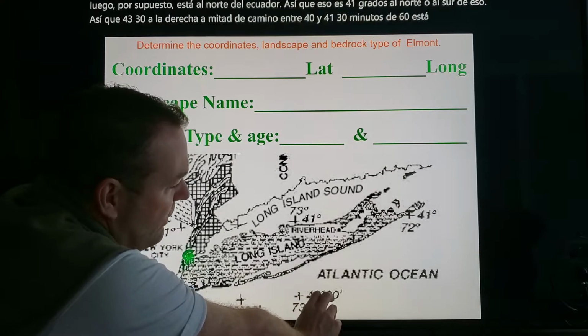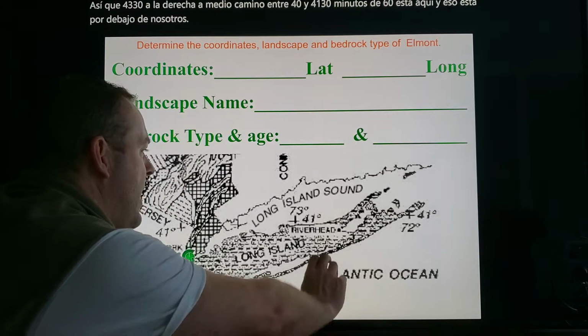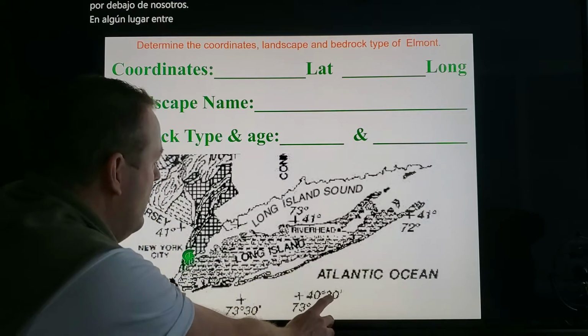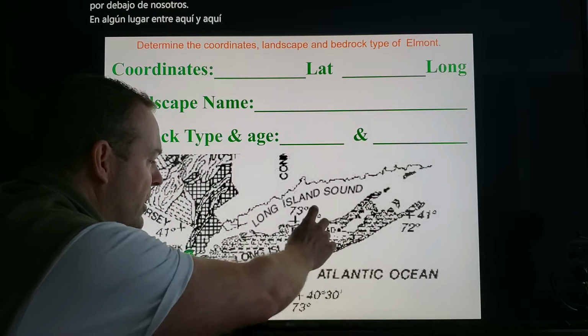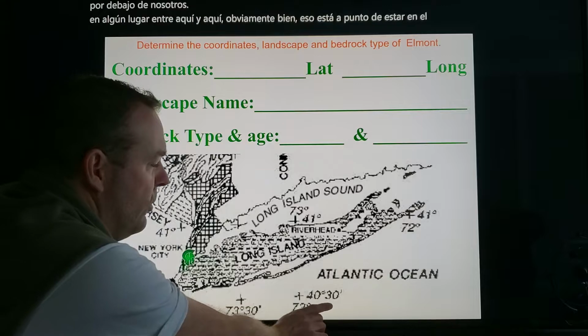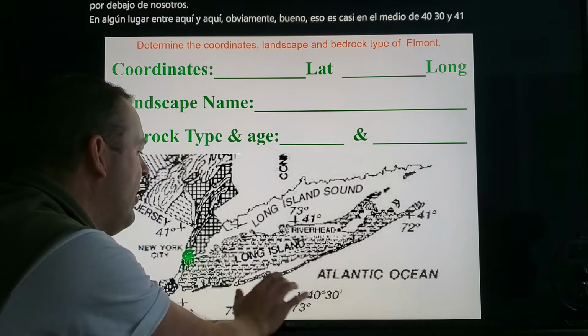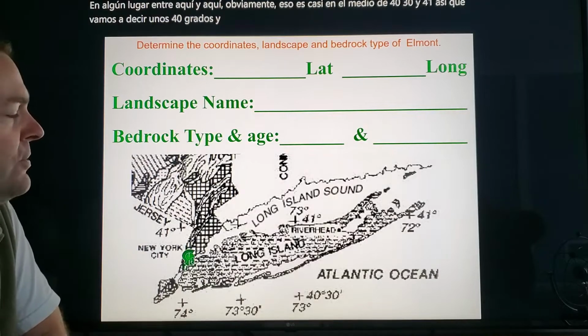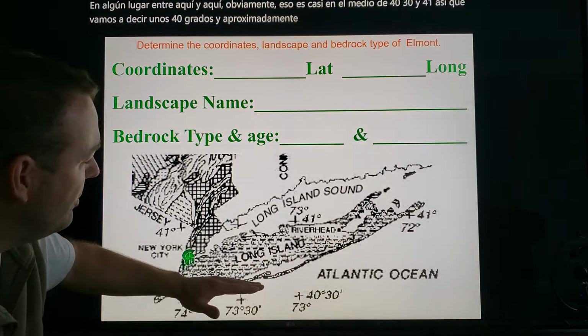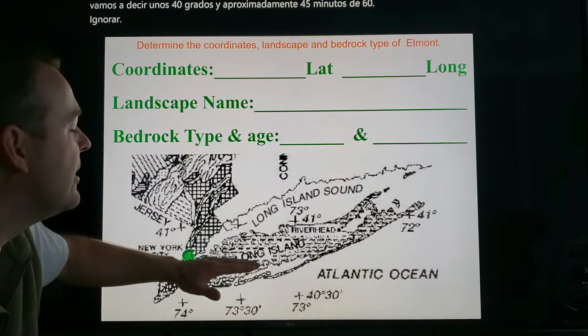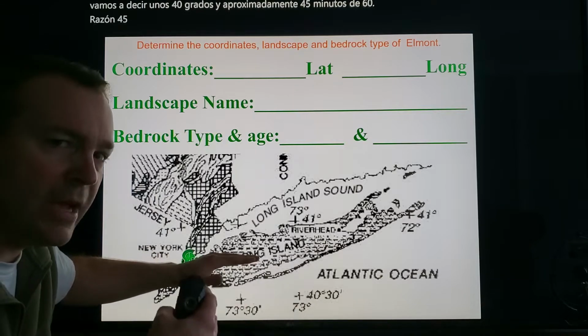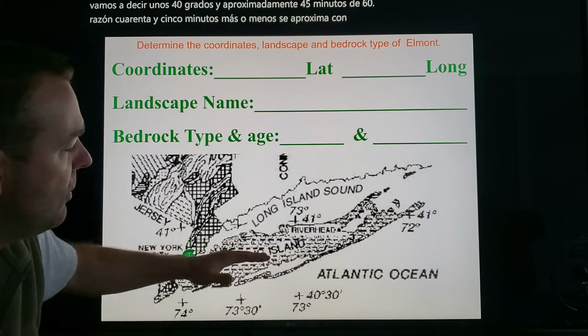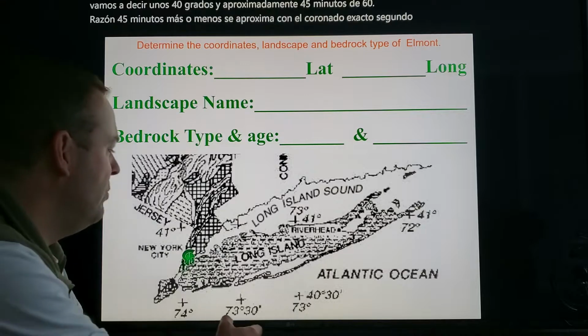So we've got to be somewhere between here and here, obviously. Well, that's just about in the middle of 40, 30, and 41. So we're going to say about 40 degrees and roughly 45 minutes out of 60. All right, again, that's north. So about 40 degrees and 45 minutes or so. That's approximate. I'll put the exact coordinate on in a second. Degrees north. And for longitude, well, let's see.